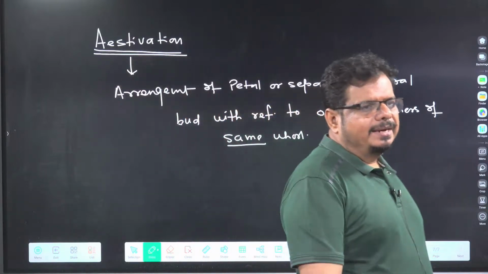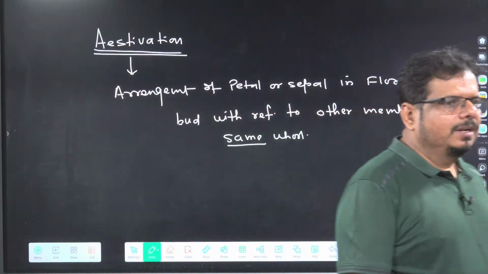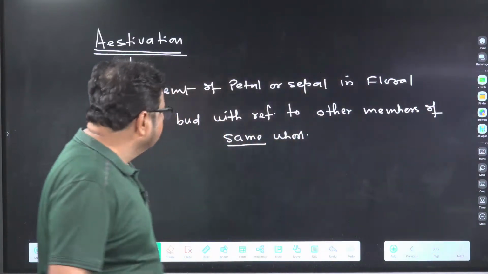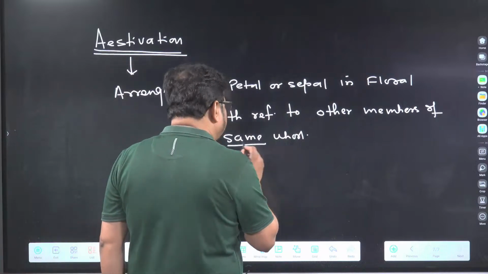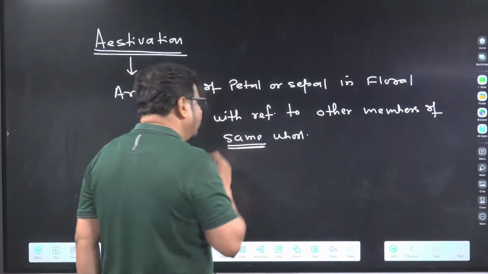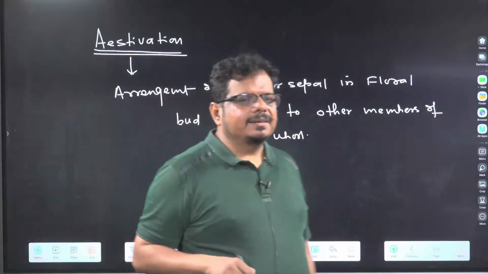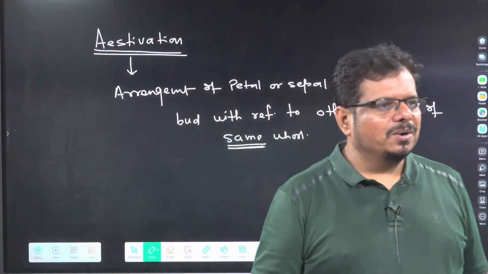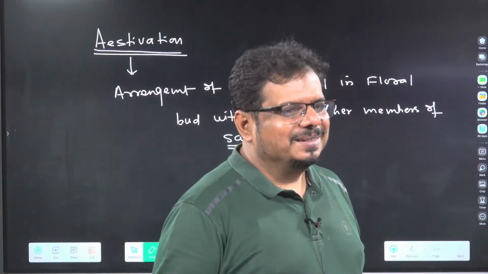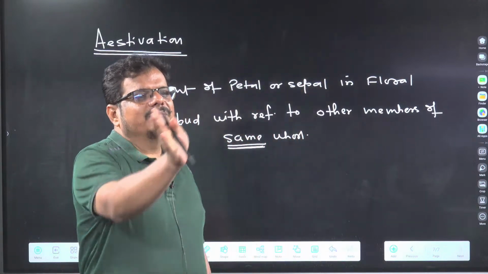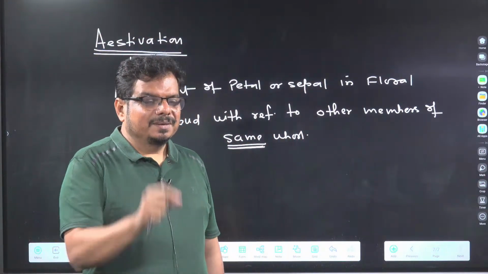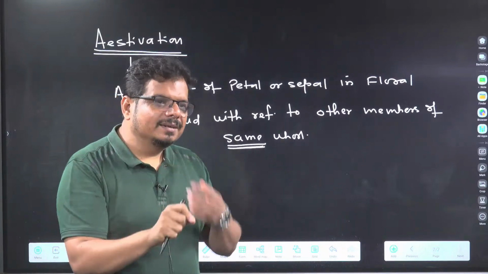An examiner can make a statement and try to puzzle you. If they change the arrangement of petal or sepal in a floral bud with reference to other members, and make it different, the statement becomes wrong. If we are not very careful, we find the arrangement is what? Estivation. But you have to be particular.